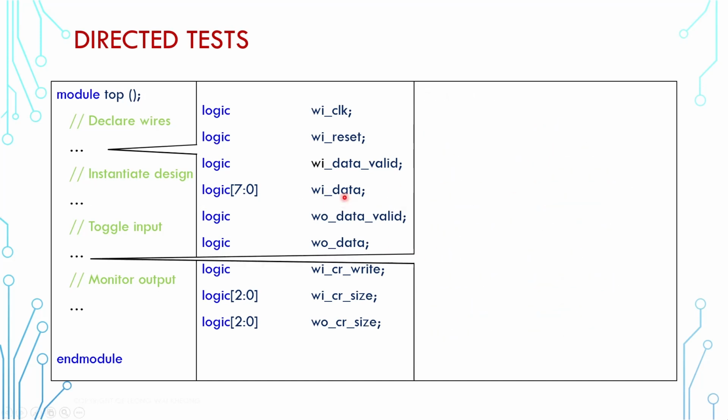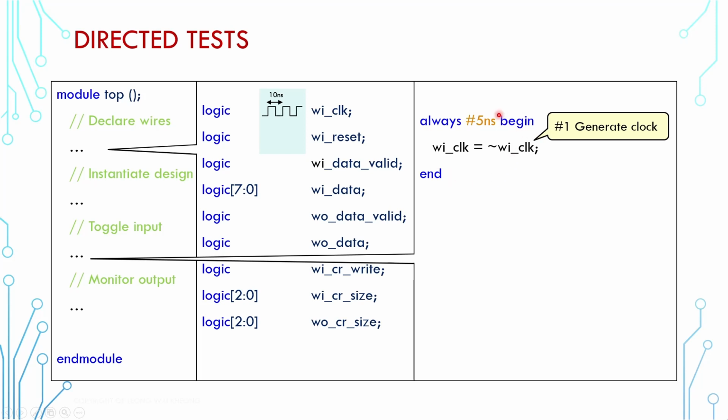Now, controlling input. There are several things we need to do. The most important one is to generate a clock. Say if we want to generate a 10 nanosecond period clock, this is the simplest way to do it. On every 5 nanoseconds, the signal WI clock toggles between 1 and 0. However, this code doesn't work. Can you tell why?